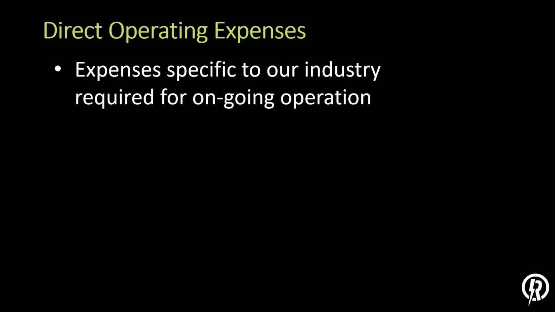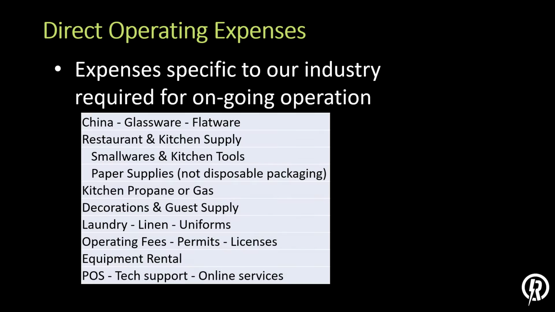All right. So let's talk first about direct operating expenses. Now, these are going to be expenses that are specific to our industry and are required to operate our business. So these are expenses that are very specific for restaurants. We're not going to see a lot of stuff in here that a construction company or a graphic design firm or whatever would be using. Direct operating expenses mean that we need them to directly operate our business. So here are some examples. In this category, you're going to see stuff like china, flatware, glassware, tools for the kitchen, paper supplies like napkins, propane or gas, which we use to make our food.